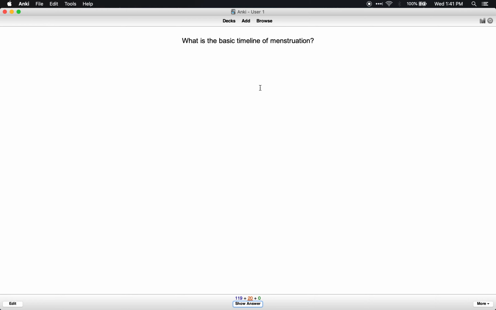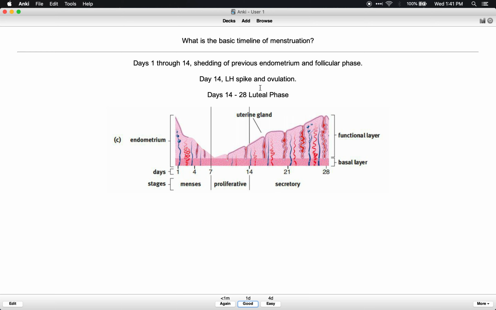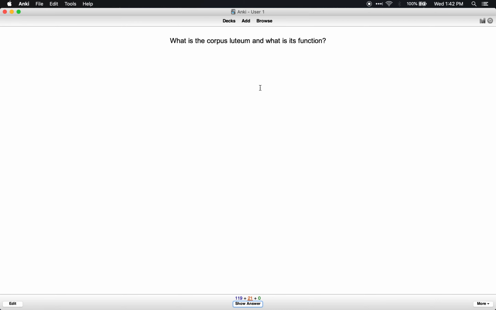What is the basic timeline of menstruation? There's some repeats in here. Day 1 to 14 is the shedding of the previous endometrium and the follicular phase. Day 14 is an LH spike and ovulation. Day 14 to 28 is the luteal phase. The corpus luteum is formed. When the egg bursts out of the follicle, the burst follicle turns into a corpus luteum, whose job is to generate progesterone in response to luteinizing hormone.